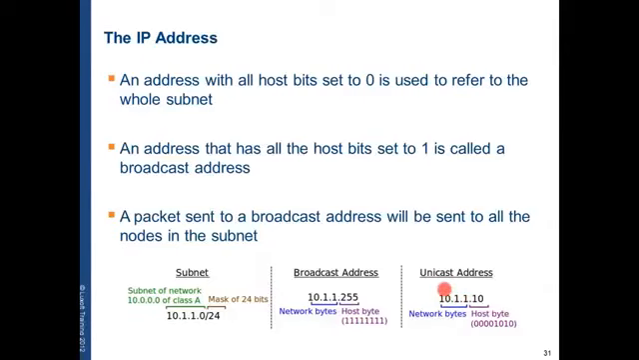And these are the differences between the IPs inside the subnet. All host bits 0 means the whole subnet, but you do not use it to address it. It just defines the subnet. The broadcast address is used to send to all the nodes in the subnet, and the unicast address is used to identify a specific host inside the subnet.